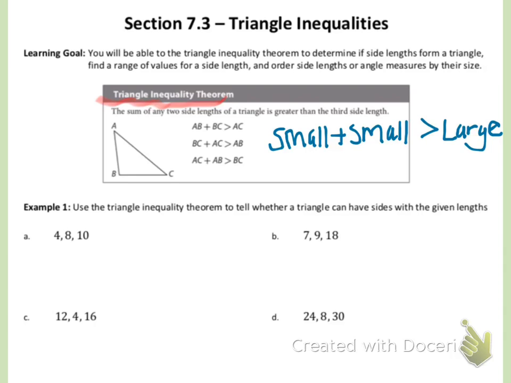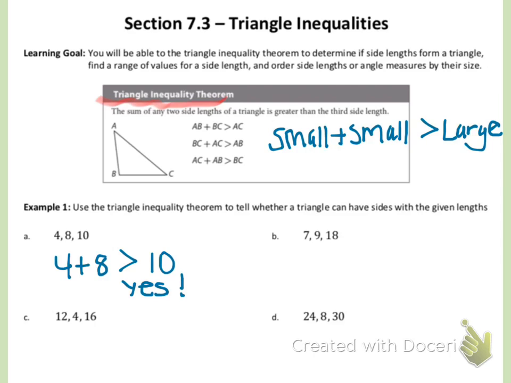Looking at example 1A, 4, 8, and 10. The two smaller ones are the 4 and the 8. What I want to know is, is 4 plus 8 bigger than 10? It is, right? So we know that it's bigger. So that means, since it is, the answer is yes. It will make a triangle. It has to be greater.